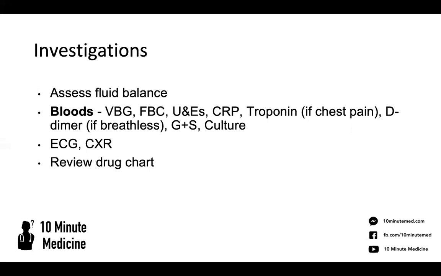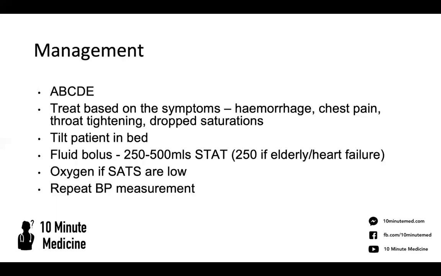Then you want to do an ECG, again, to assess for any ACS or any other concerns, and then a chest x-ray, because you want to see if there's any signs of infection, pulmonary edema, or anything else that we can see, or a pneumothorax, for example. And the next thing, then review the drug chart. So like I said before, of course, all antihypertensives can cause hypotension, so you want to review that drug chart.